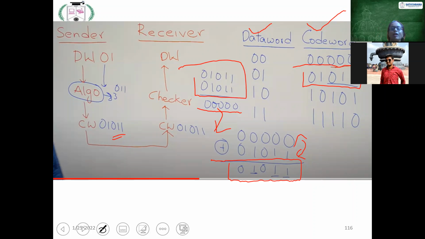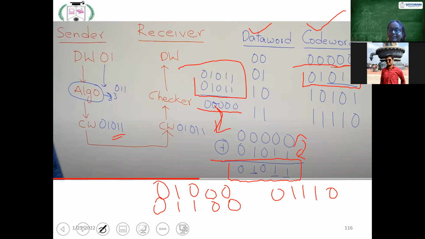So XOR you all understand. If both bits are the same, I will get my 0. Obviously, if there is a difference in bit, then I can understand that it is a 1 bit error. If I'm getting all the same, fine. If I'm getting 0 1 0 0 0, I can say it is a 1 bit error. If 0 1 1 0 0, it is a 2 bit error. If 0 1 1 1 0, it's a 3 bit error. If 0 1 1 1 1, it is a 4 bit error. But this particular block coding, we are saying it is used to detect the single bit error.